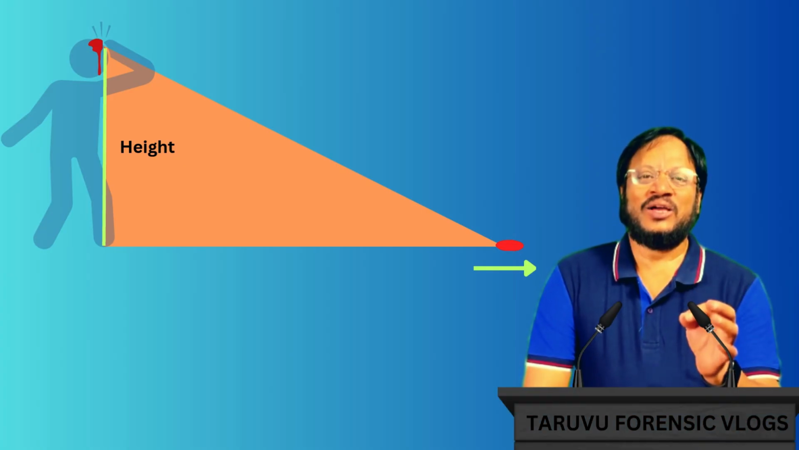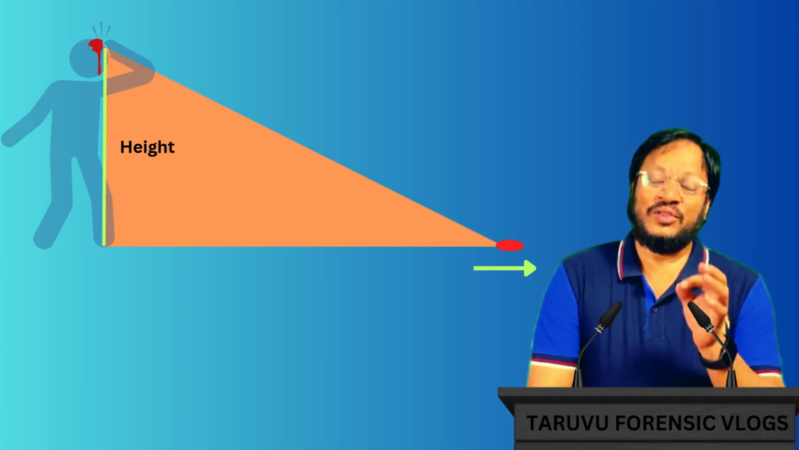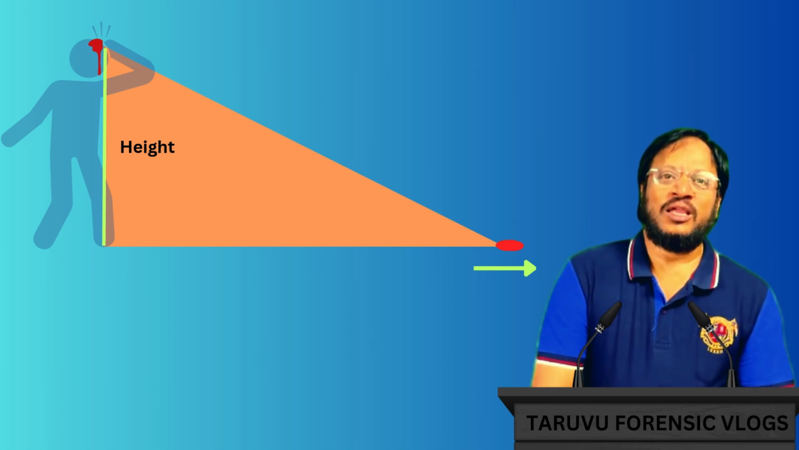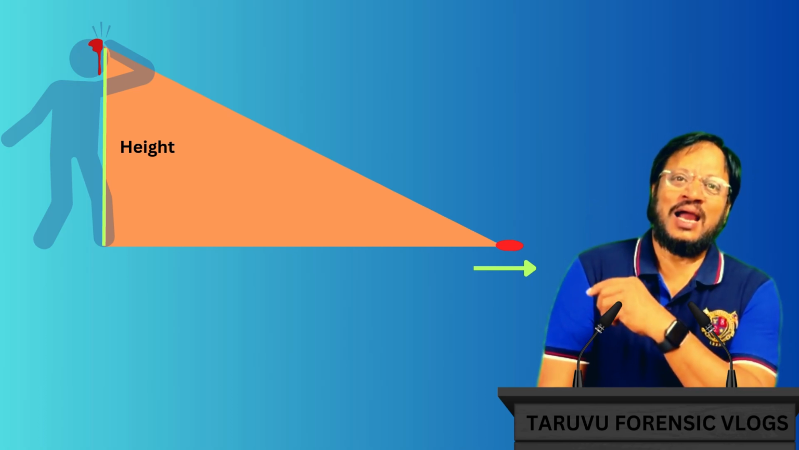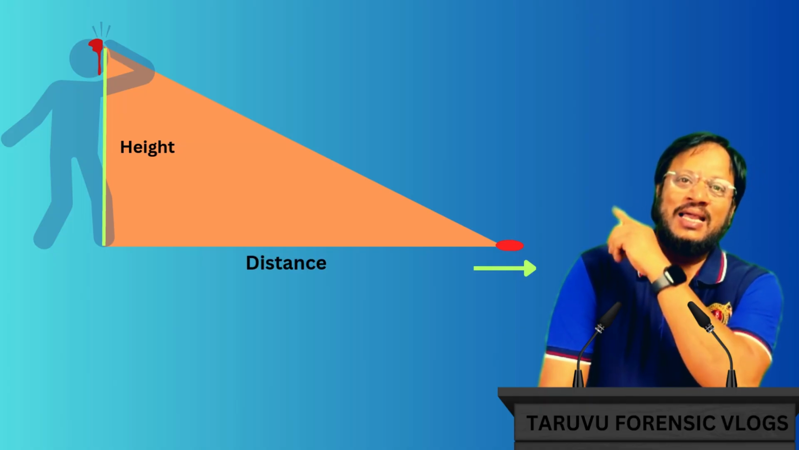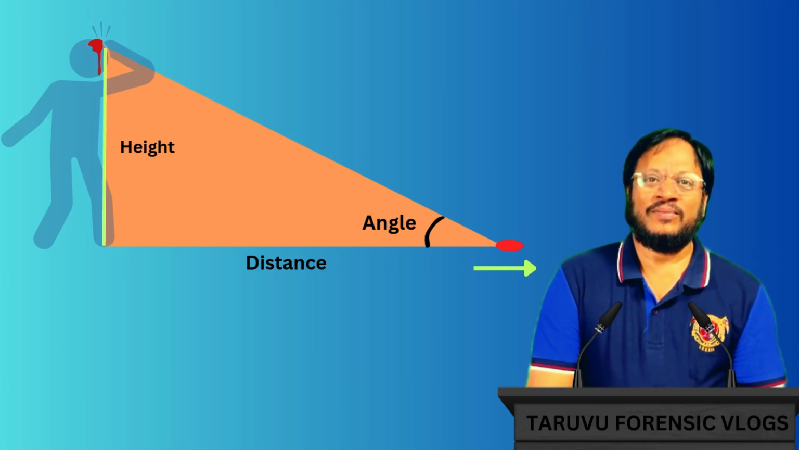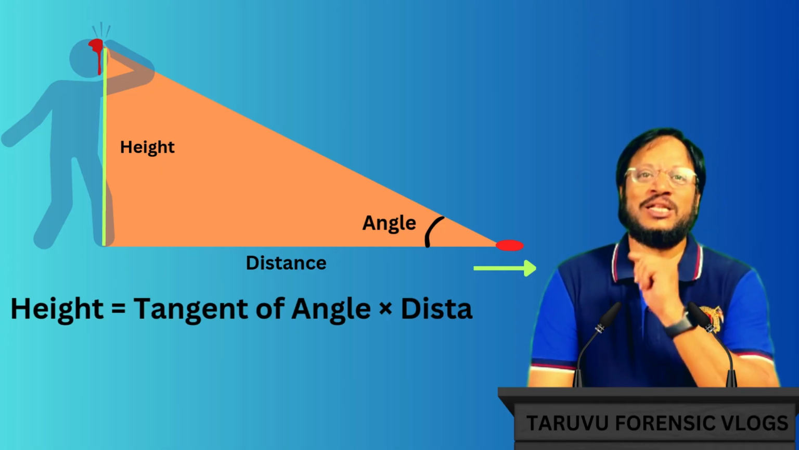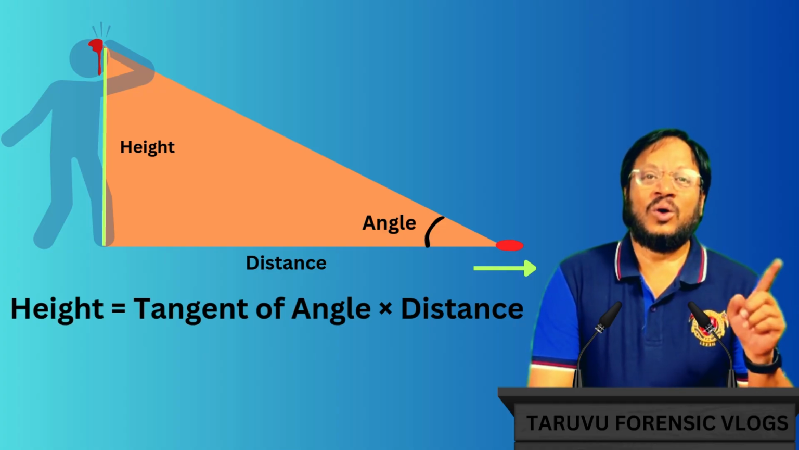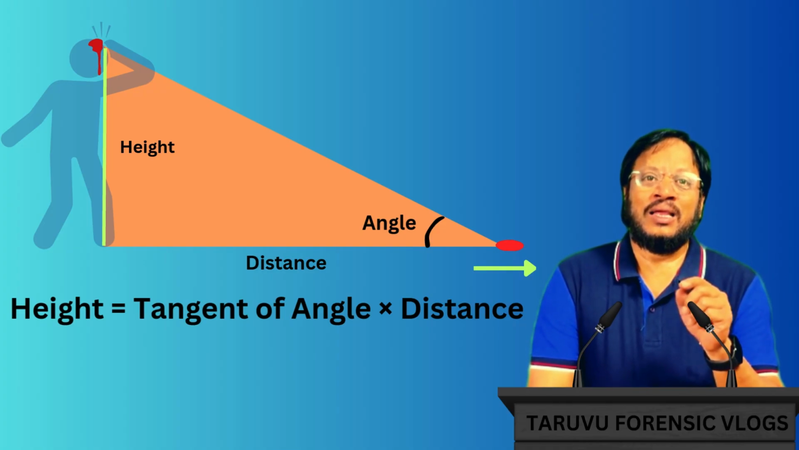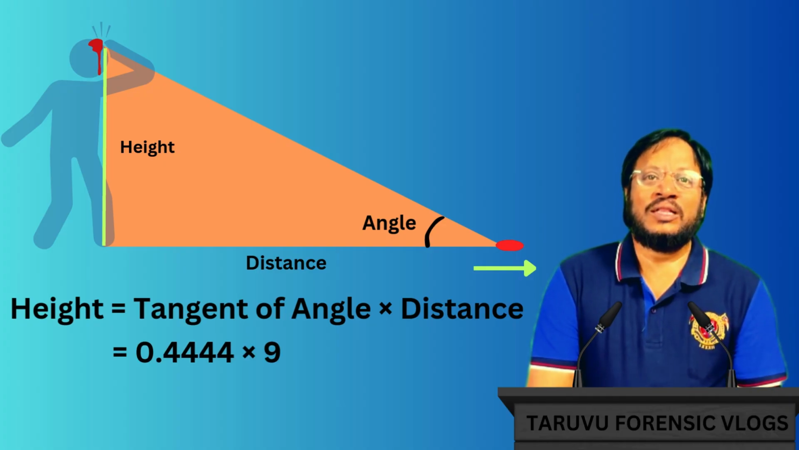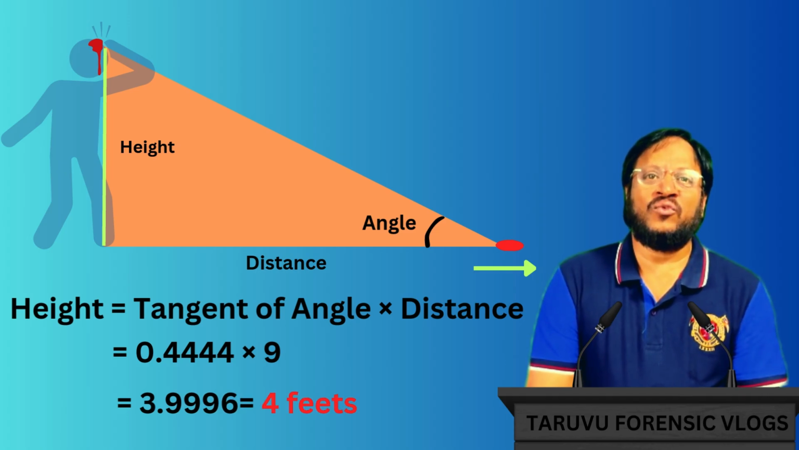Determining the height of origin is very, very important. Here this triangle diagram is showing that the opposite side is height, the adjacent side is distance, and the angle is shown. Finally, we'll use the formula: height is equal to tangent of angle times distance. For stain 1, the tangent of angle is 0.4444 times 9 feet. That is equal to 3.9996, approximately 4 feet.